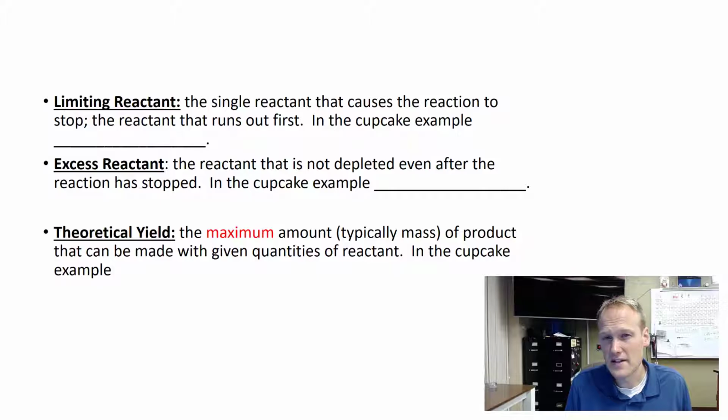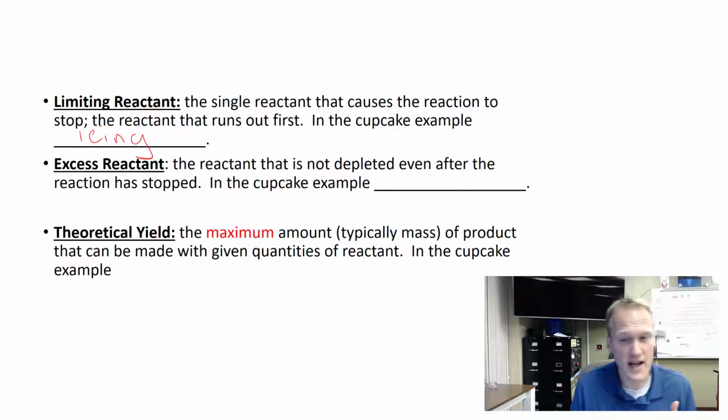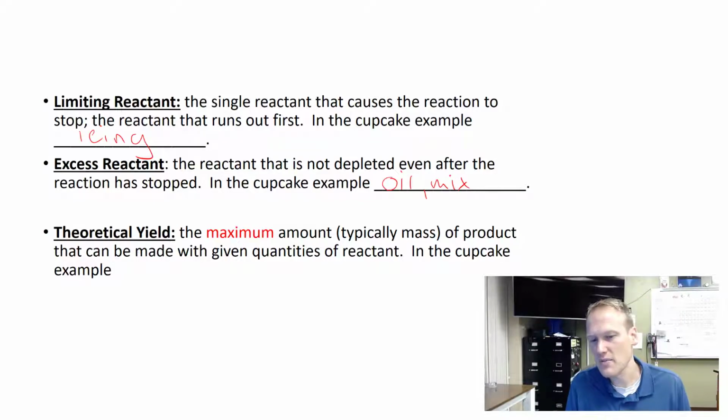So now let's identify some terms. A limiting reactant is a reactant that runs out. It's the reactant that you're going to use up first. In the cupcake example, this was the icing. The icing was the reactant that caused us to stop the reaction. The excess reactant is anything that's not depleted, or it's something that you have a leftover of. So for instance, you could put oil, you could put mix. There's a couple things that could go here in the baking analogy.